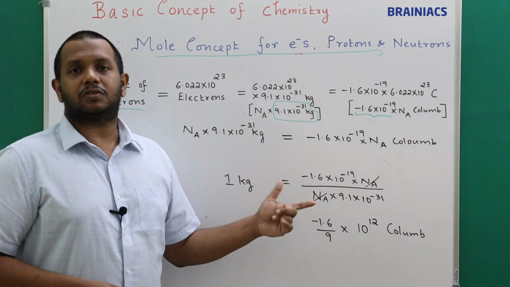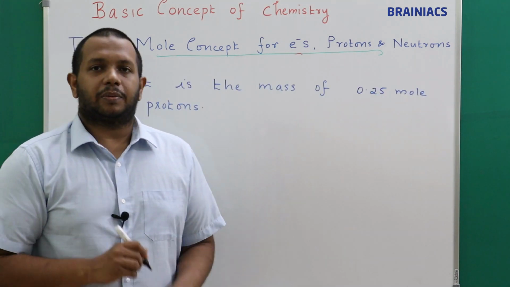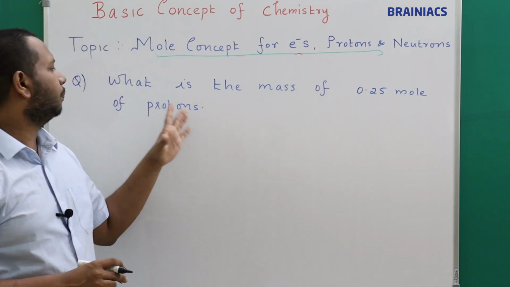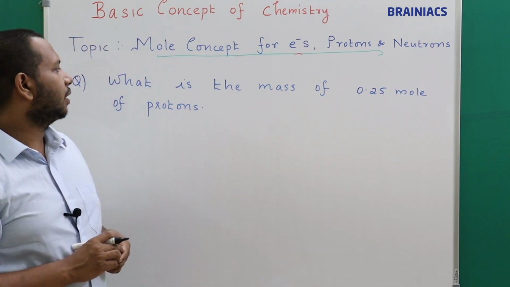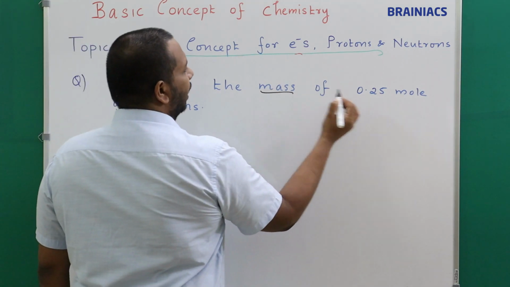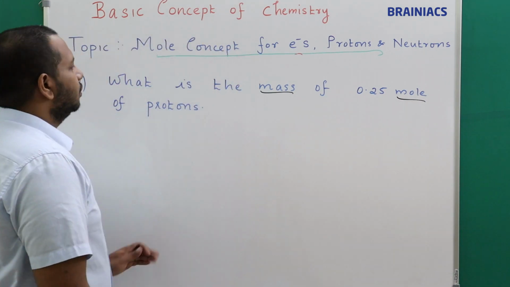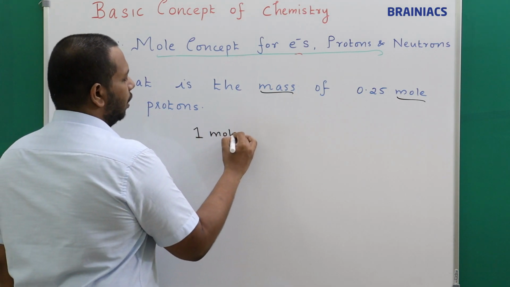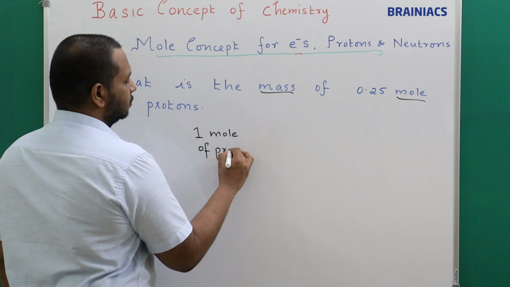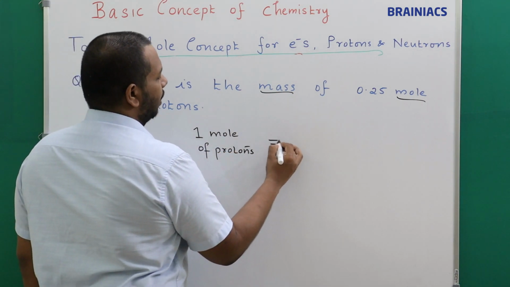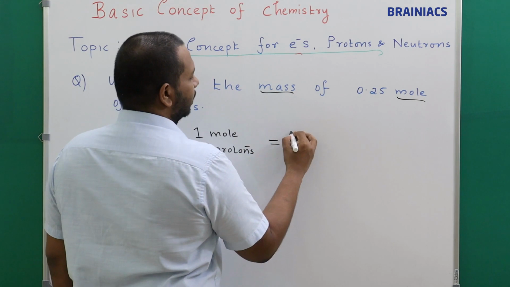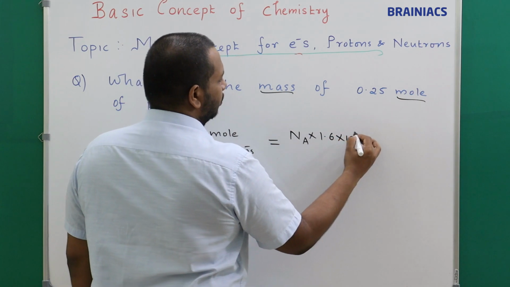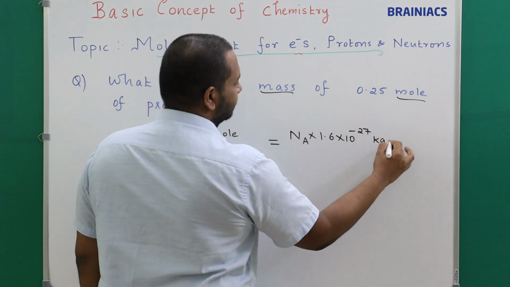Okay, now we will do some questions based on protons and neutrons. So I have written the question here. Please go through it. What is the mass of 0.25 mole of protons? So you can see the linkage between mass and mole. So how it is linked, we will write the fundamental formula first. I know that 1 mole of protons will have a mass of, what will be the mass? We know that it is Avogadro number into the mass of one proton, that is 1.6 into 10 power minus 27 kg.